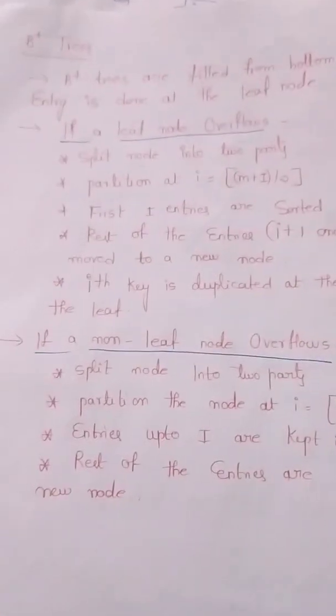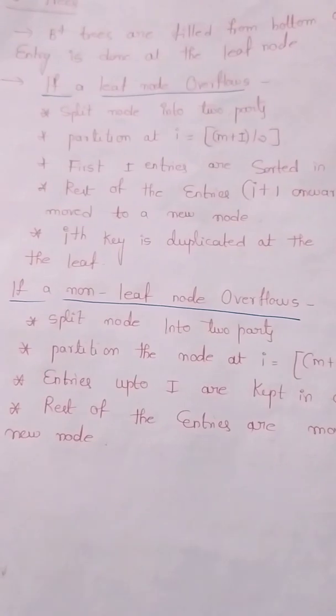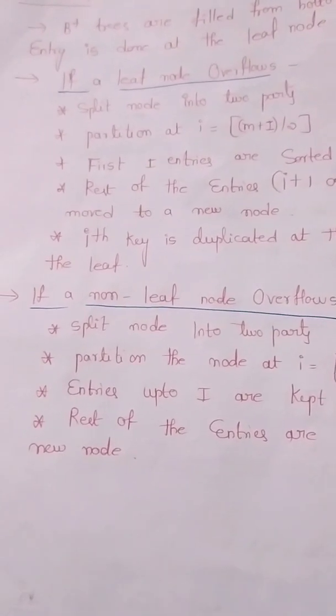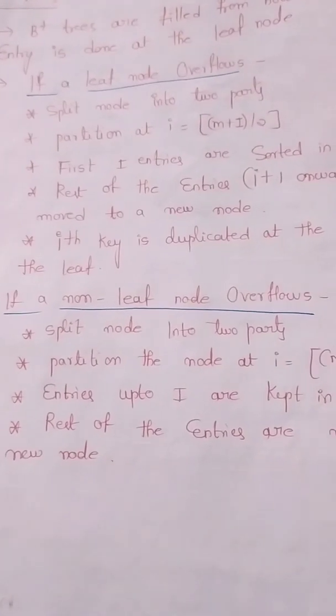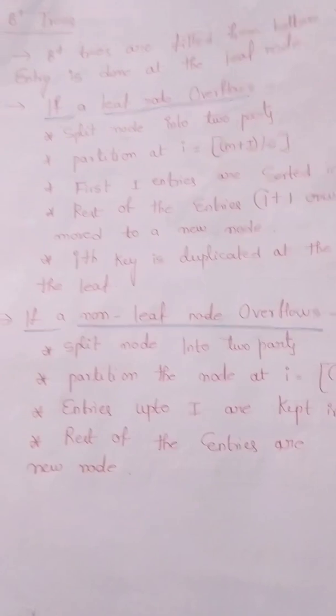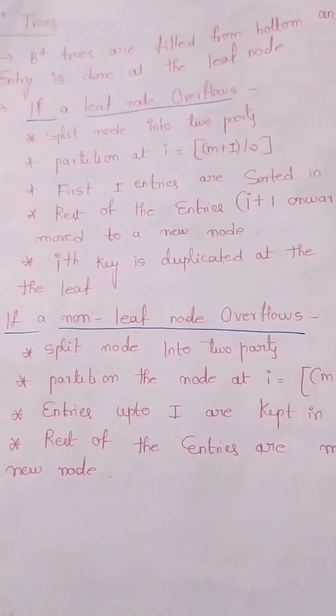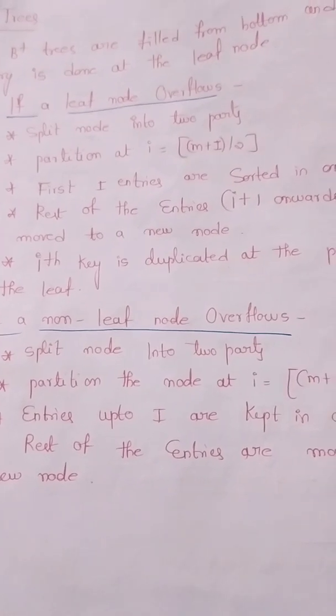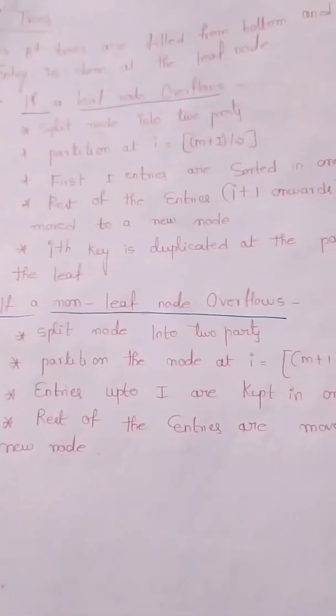Likewise, if a non-leaf node overflows, non-leaf nodes are nothing but the address pointers which are present above the leaf level, so we have to split into two parts and partition. Same process again: if the node overflows, we have to split, and then the median goes up, and the rest of the entries move to the new node.